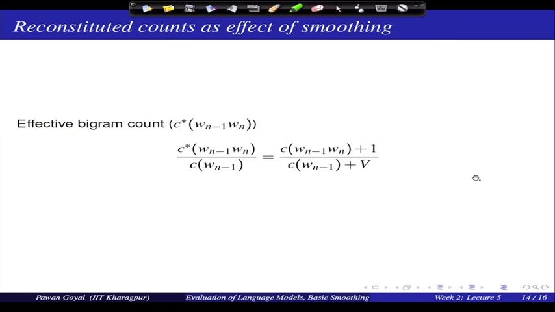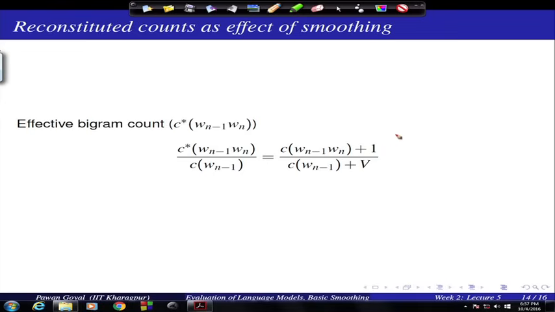Now, when we apply this add-one smoothing method, we can also talk about what is the effective bigram count. So let me explain what I mean by this effective bigram count. You see here you have modified your actual counts or the probability. So what would have been the count in your actual training data such that you would have got the same probability.